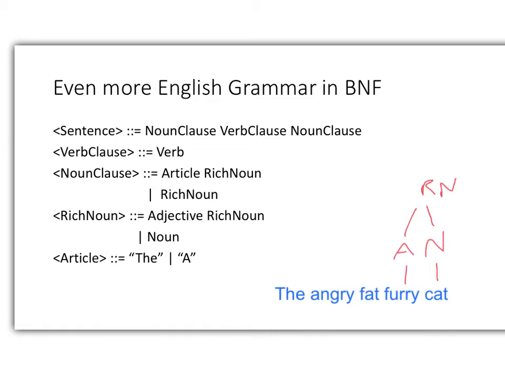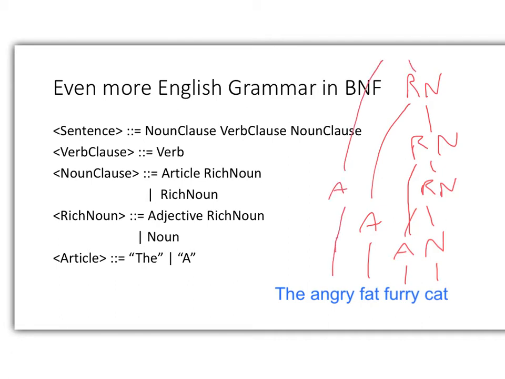So, a rich noun and an adjective is itself a rich noun. Fat is an adjective. Adjective and a rich noun is also a rich noun. And another adjective and another rich noun makes another rich noun. And eventually you have your article, which combines with a rich noun to make a noun clause.